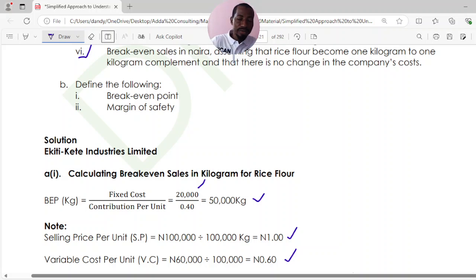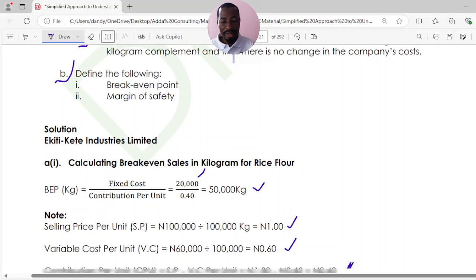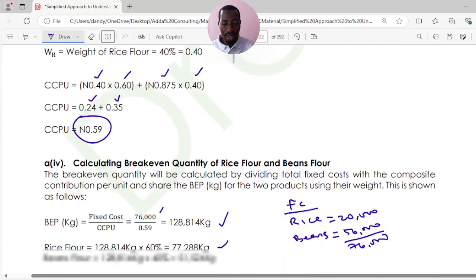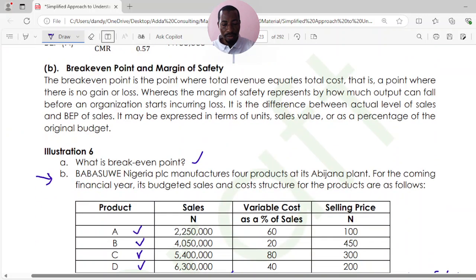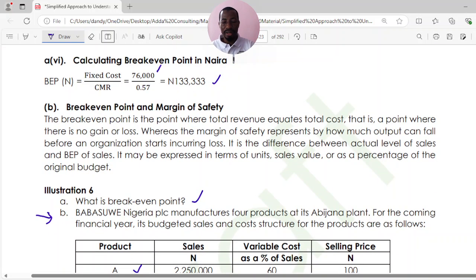So for part B of the requirements, you have to define break-even points as well as margin of safety. We've already done this previously. The break-even point is the point where total revenue equates total cost. That is a point where there is no gain or loss. Whereas the margin of safety represents by how much output can fall before an organization starts incurring loss. It's the degree of fall or decline in output before a company begins to incur losses.